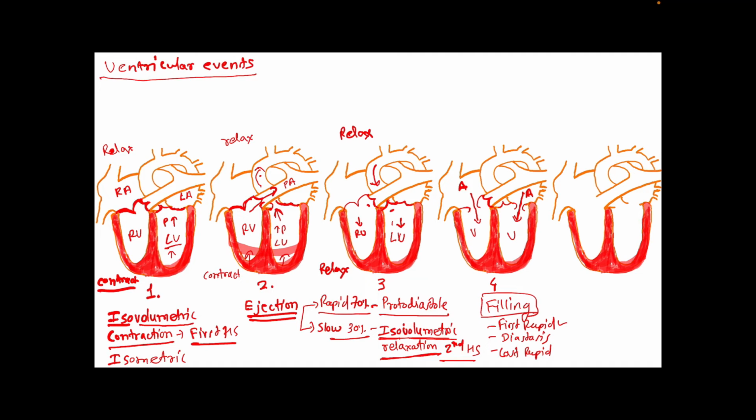So diastasis is the second third of the filling phase. Here the blood which is coming directly from the great veins passes through the atrium and goes directly into the ventricles. So these great veins pour blood directly into the ventricles through the atrium. So this phase is the phase of diastasis.